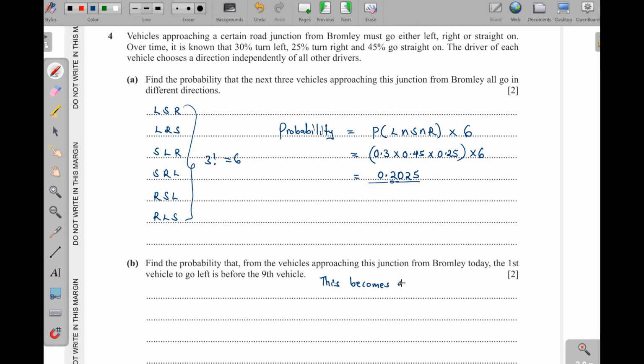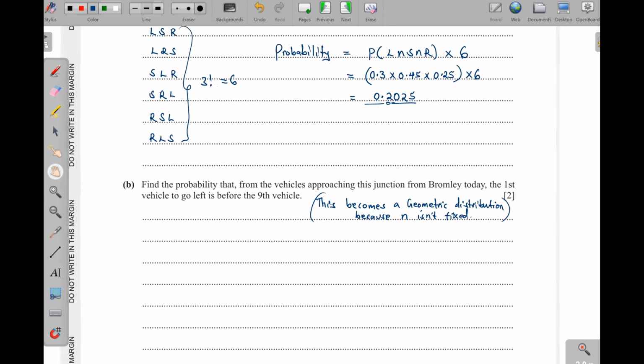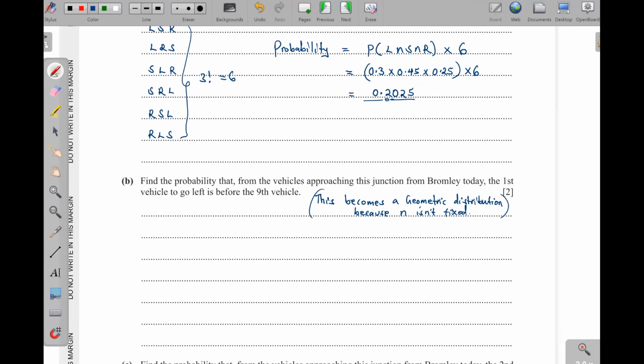because n isn't fixed. The number of times the experiment is done is not known. All right, now I'm going to draw a simple tree diagram here to base on. Remember, in a geometric distribution, when you get the success, you stop. But when you fail, you continue.